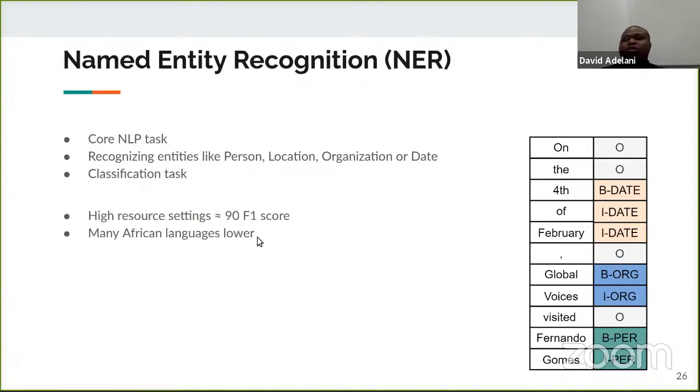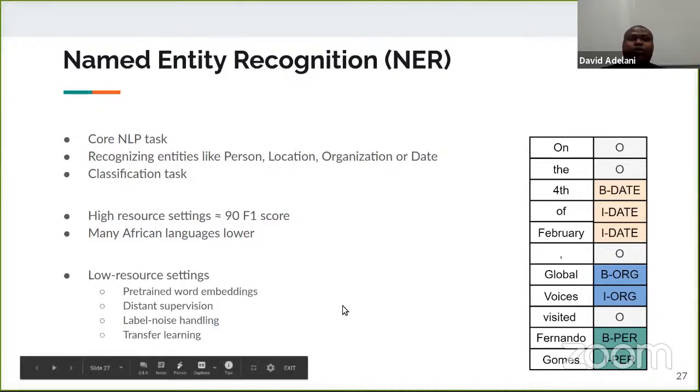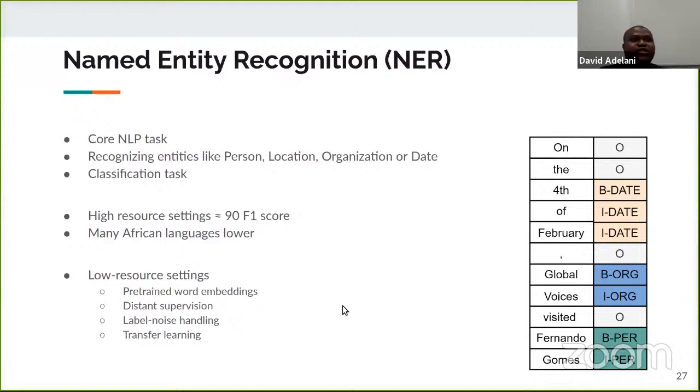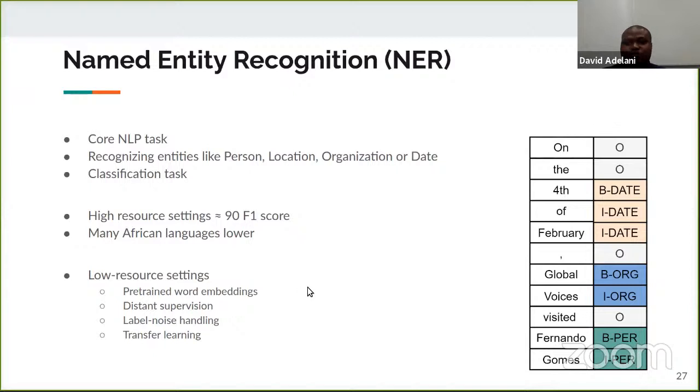For high resource languages, they can reach an F1 score of 90%. But this is much lower for African languages. Like with BERT, the highest we could reach was like 60%. So for low resource languages, there are many opportunities. For example, we could see what is the impact of different pre-trained word embeddings. We could do distant supervision by allowing experts to write rules to automatically annotate some of these entities. And because this results in errors, we can handle the label noise. And we can also do transfer learning, which is very popular now.